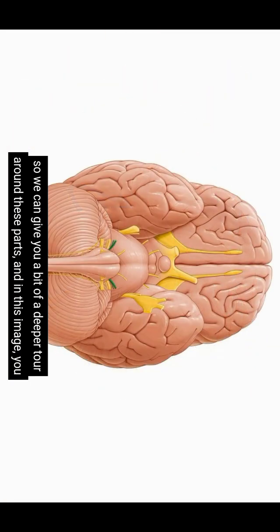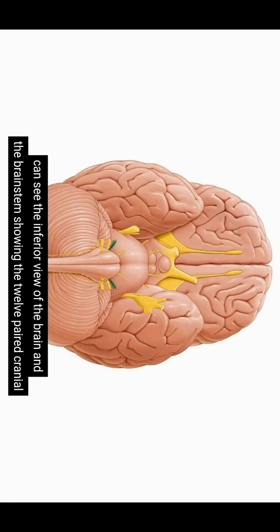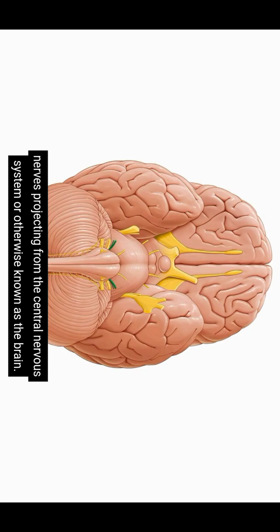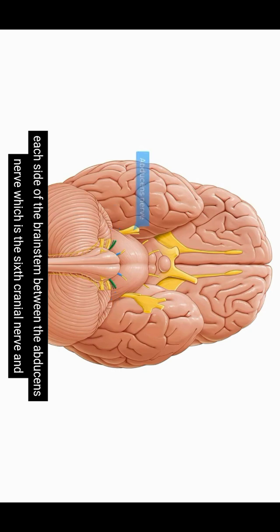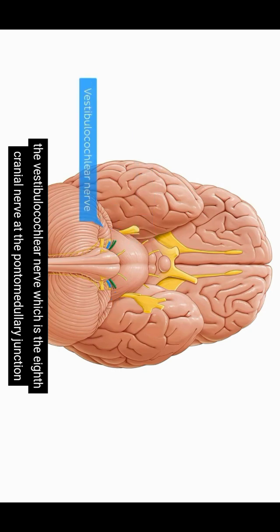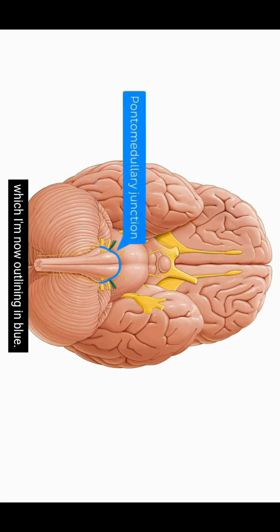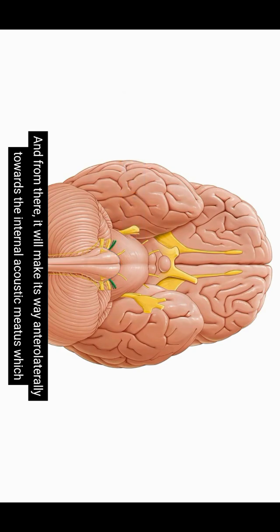Let's just briefly take a minute to flip the brains and have a look at its inferior aspect, so we can give you a bit of a deeper tour around its parts. And in this image, you can see the inferior view of the brain and the brainstem, showing the 12 paired cranial nerves projecting from the central nervous system, or otherwise known as the brain. And the facial nerve, which I'm pointing out with my blue arrow, of course, emerges from each side of the brainstem between the abducens nerve, which is the 6th cranial nerve, and the vestibulocochlear nerve, which is the 8th cranial nerve, at the pontomedullary junction, which I'm now outlining in blue. And from there, it will make its way anterolaterally towards the internal acoustic meatus, which again we mentioned before.